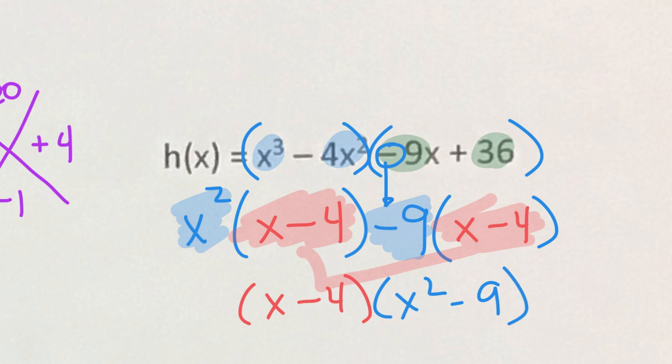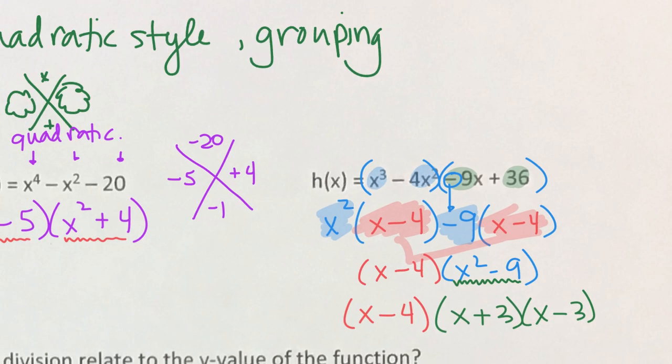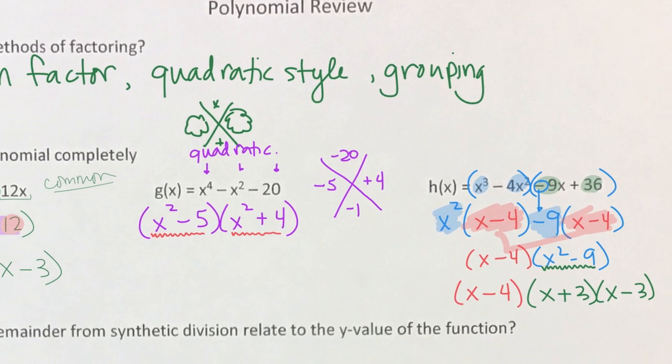And then we ask ourselves, can we further factor x squared minus 9? And the answer is yes. That factors to x plus 3 and x minus 3, right? Because 9 is a perfect square, so it is a difference of squares factorization. And there it is completely factored, right? Nothing can be simplified. We can't go any further, so that's the complete factorization.